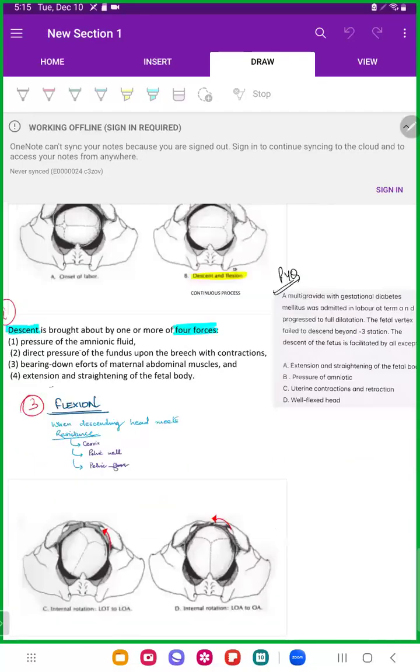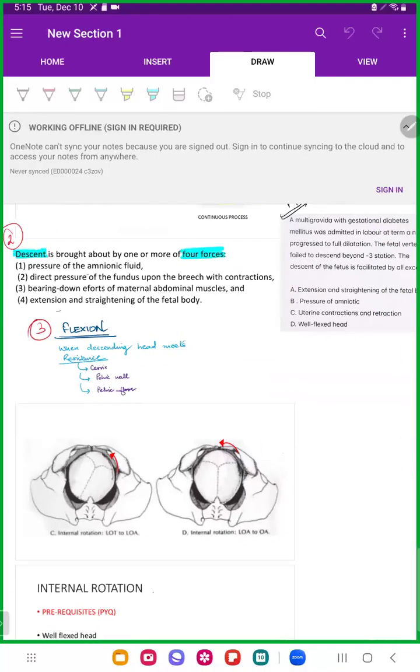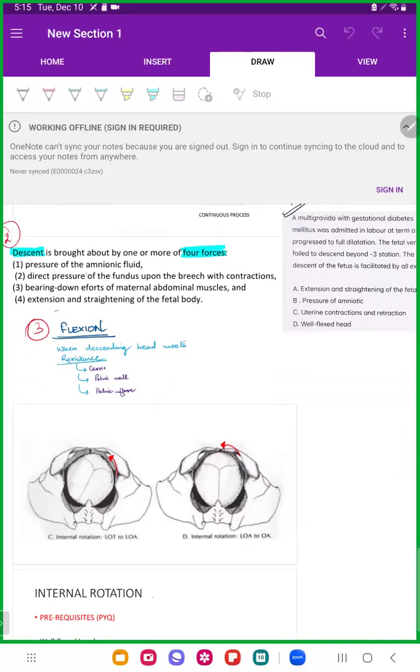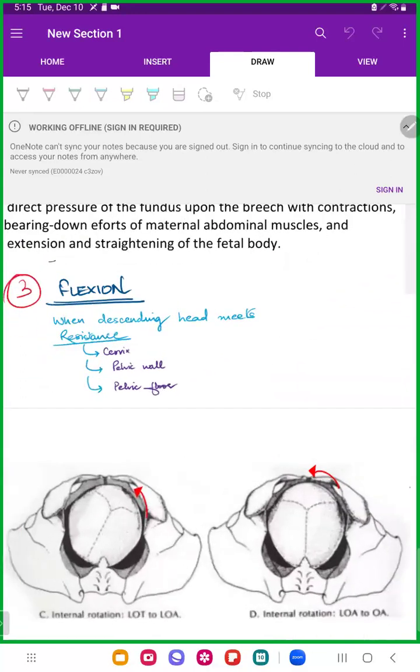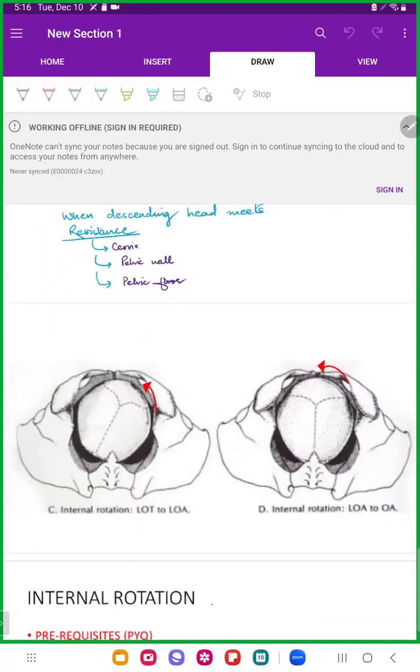Okay. Now, the third step is flexion. Flexion is when the head moves towards the chest of the baby. When descending, what causes the flexion of the head? When descending, the head meets resistance from the cervix, the pelvic wall, and the pelvic floor. All these three resistances bring about the flexion of the fetal head.